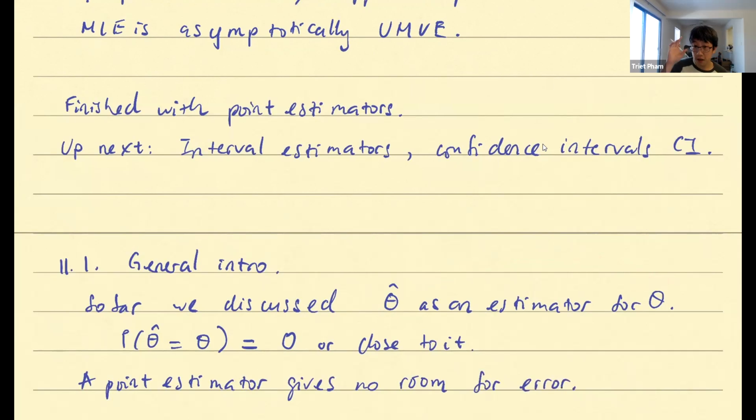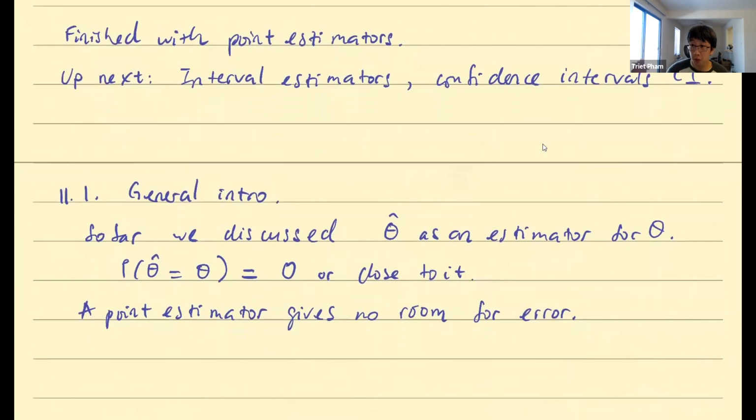In other words, it says this is what I think as an estimator for theta. That's it, right? No room to move around. Again, it's not its own fault. It's just that the method works out that way, and it depends on what you want to do with it. But of course, if you want to have some room for error, meaning you want some interval, right?